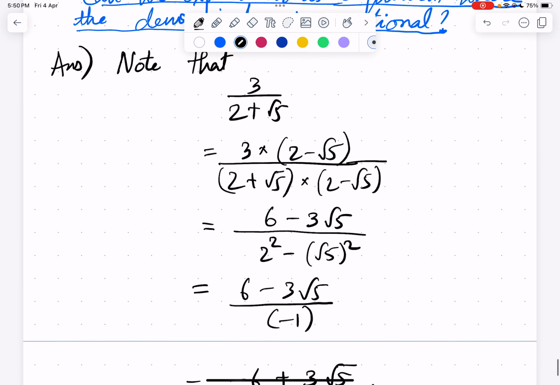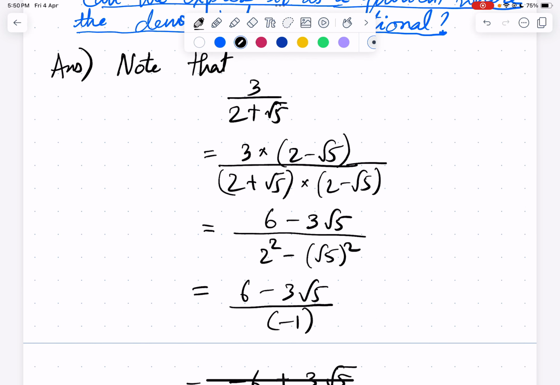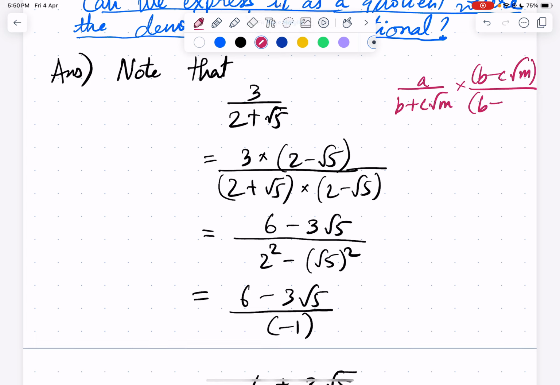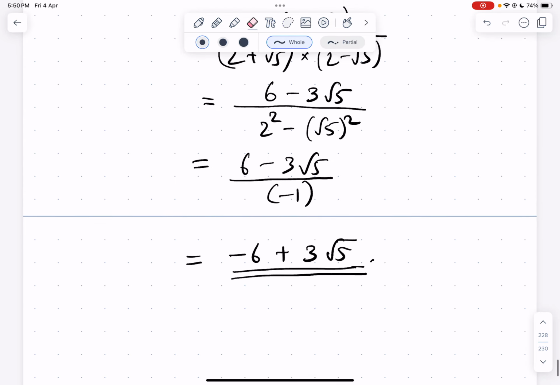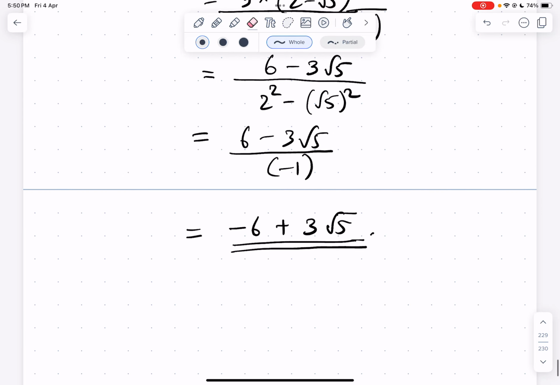So this is a general technique. Whenever you have something like b plus c root m in the denominator, it's natural to multiply numerator and denominator by b minus c root m, because then you get b square minus c square m in the denominator, and the numerator becomes something else. So for 2 plus root 5, we can choose to multiply numerator and denominator by 2 minus root 5. Then it simplifies the ratio of reals to be this quantity, minus 6 plus 3 root 5.